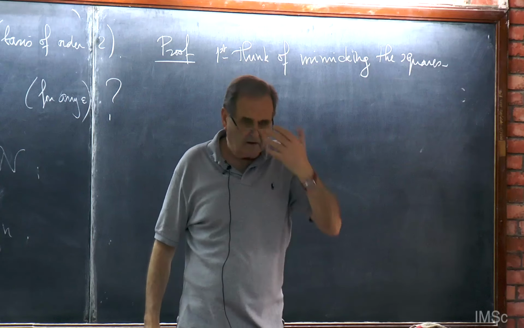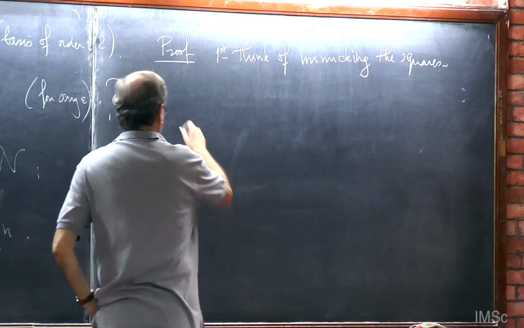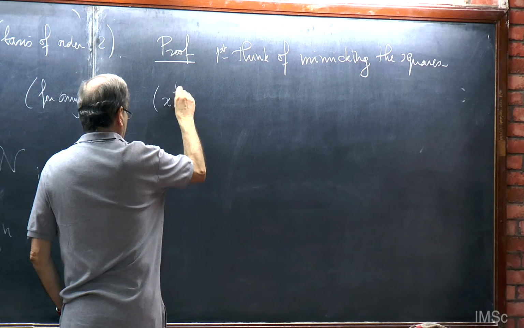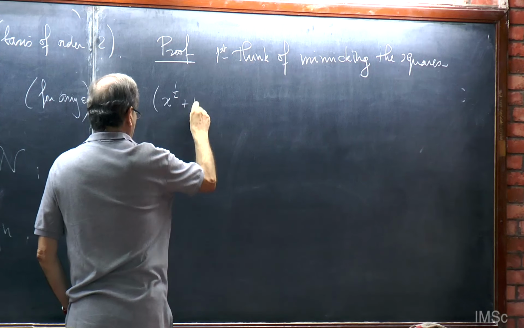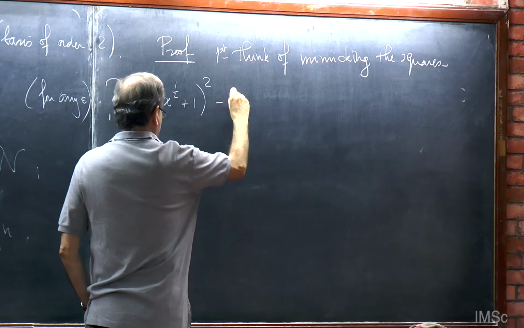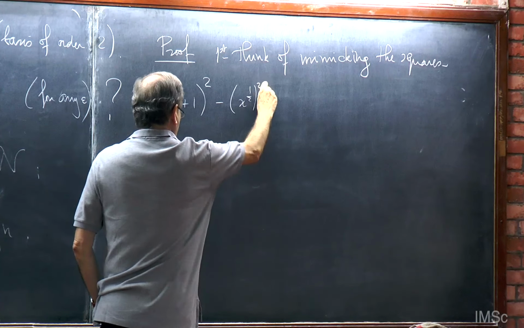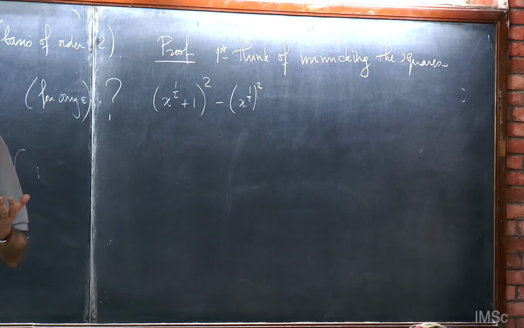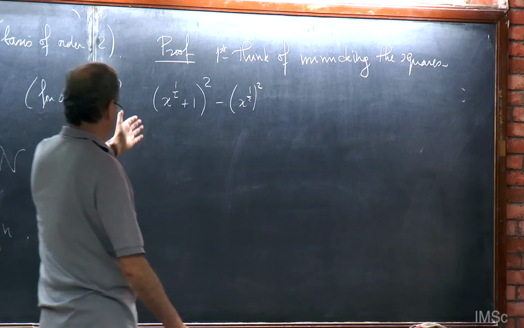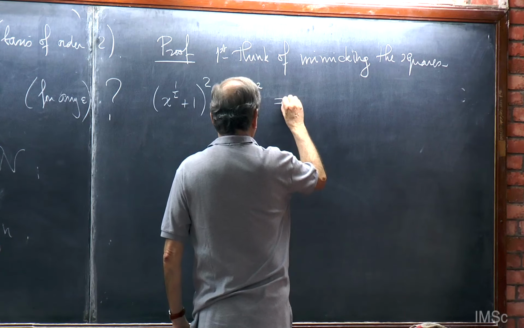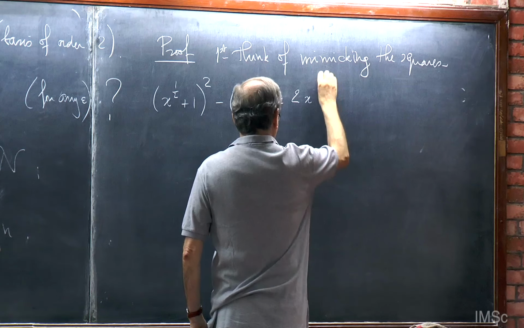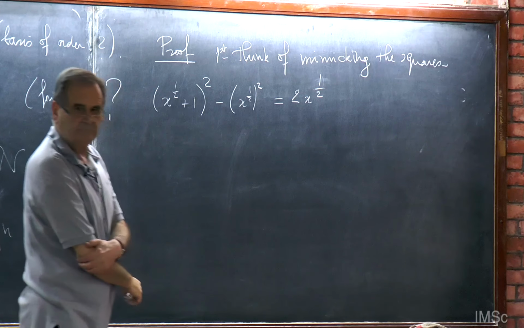So what it is, you see the difference between two consecutive squares is something like that. If you take an integer x to 1/2 plus 1 squared minus x to 1/2 squared. So this is the average distance between two consecutive integers which are squares around x. And then this should be something like what? It is 2 times x to 1/2, about.